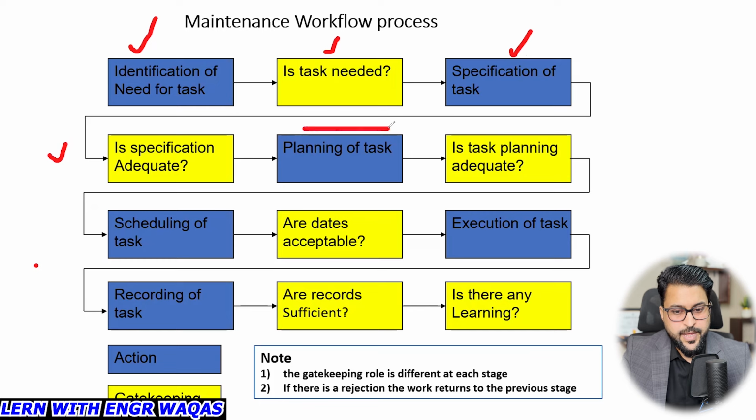Planning of the task: they are going to plan that. Then, is the task planning adequate? Sometimes some items don't need any scheduling or planning and can be conducted without planning. Scheduling of the task: are the dates acceptable? If you schedule that task, maybe within that time window utility is not available, or something conflicts with other departments, and you can't run that maintenance. So you need to make clear whether it is acceptable. Execution of the task: if it is acceptable, then you conduct the execution. Then record it as a lesson learned.